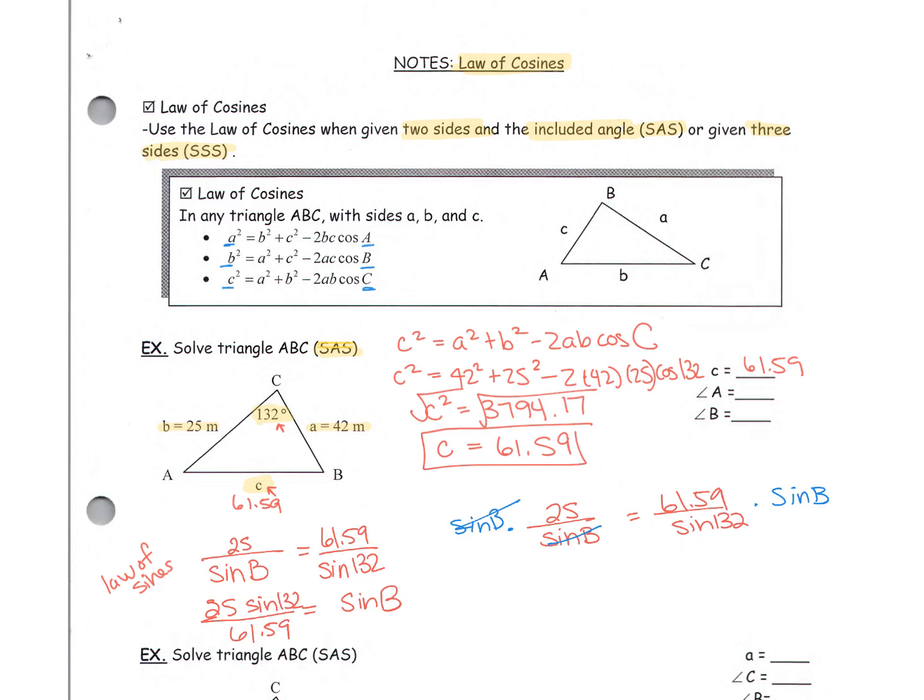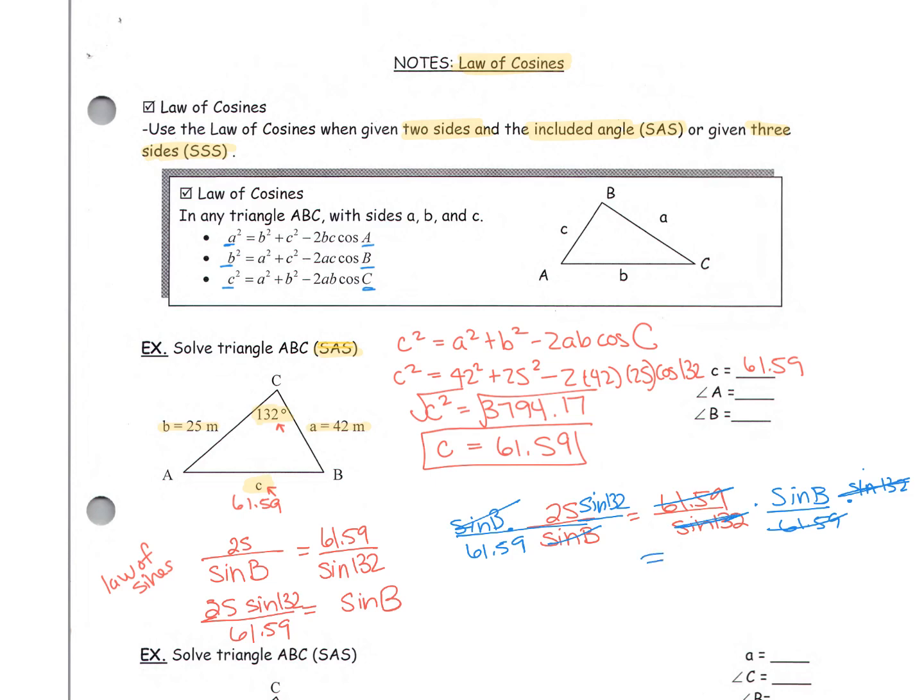So I'm going to divide both sides by 61.59 so I can move it over. So over here, I want to be dividing by 61.59. And now I've got sine of 132 in the denominator. So I'm going to multiply both sides by sine of 132. Multiply this side by the sine of 132 to get it to cancel.